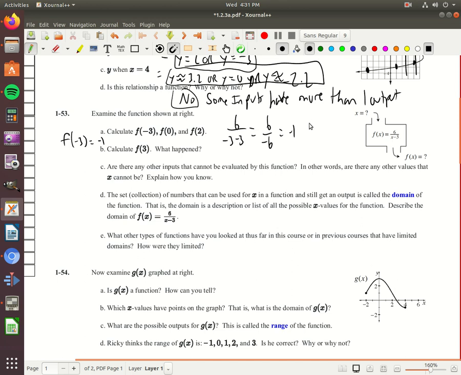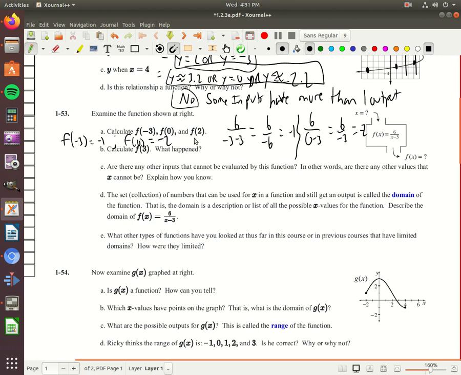What about f of 0? Well, I get 6 over 0 minus 3. I get 6 over negative 3. So f of 0 appears to equal negative 2, right? That's going to equal negative 2.